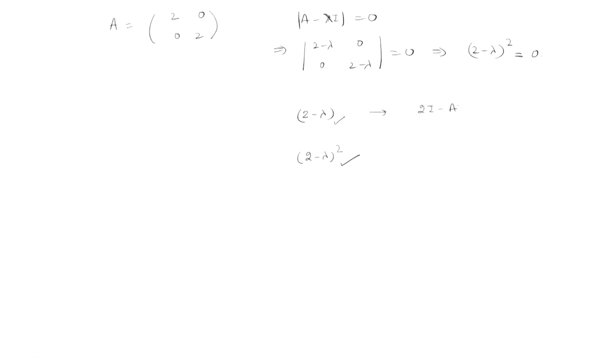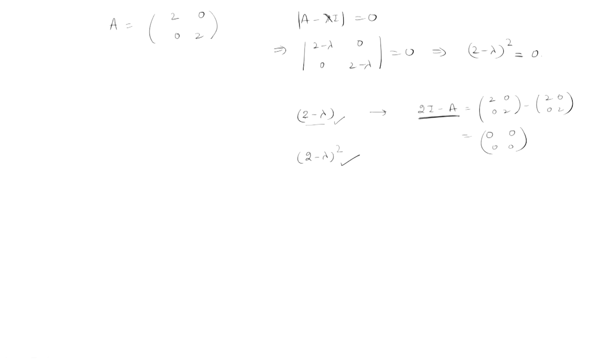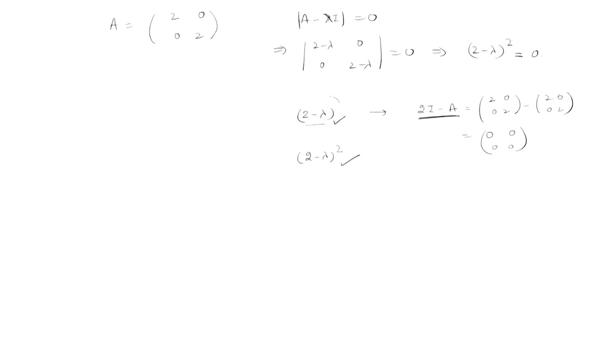So, this means we have to check whether 2I minus A is 0 or not. Let us see. So, 2I is [2 0; 0 2] and A is of course the same thing. So, it comes out to be a null matrix. That means this expression is satisfied by the matrix A, that means the minimal polynomial for this matrix is 2 minus lambda. Okay. It is of degree 1, not 2. So, the minimal polynomial of this matrix is 2 minus lambda.